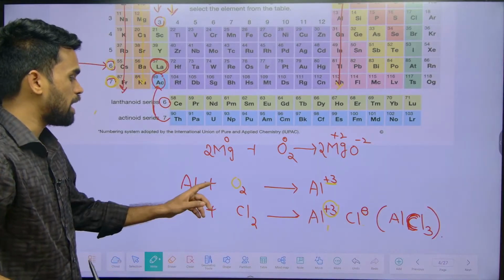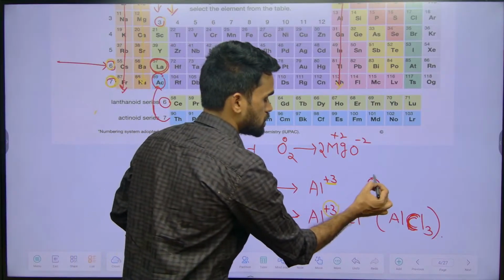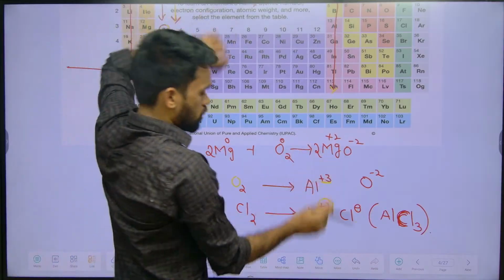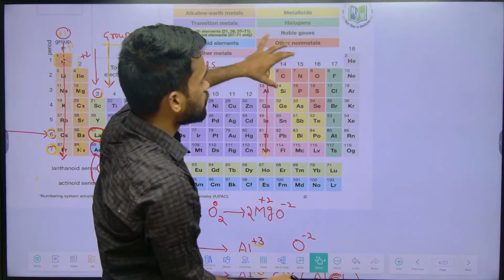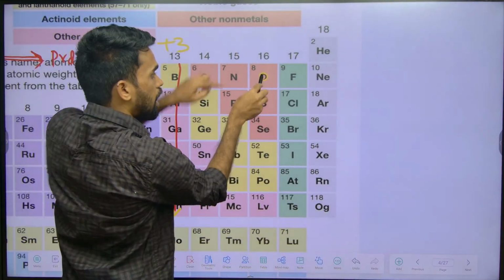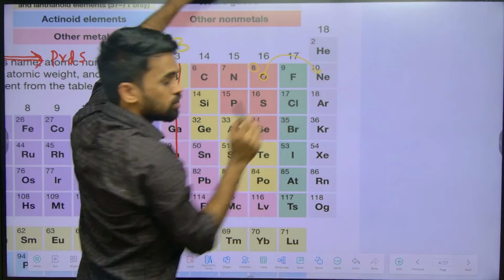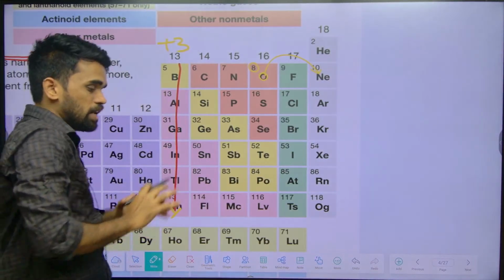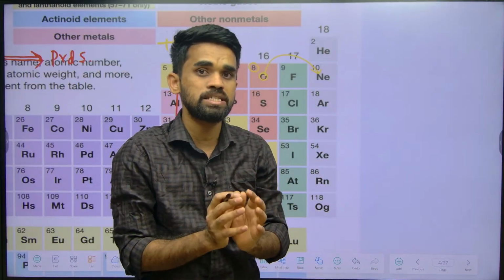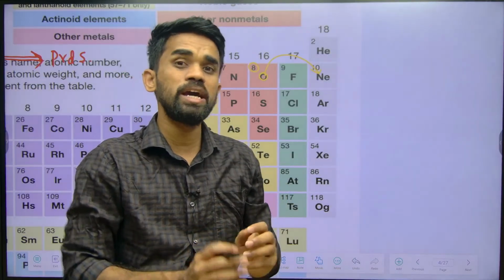Same like that, aluminium will be with +3 charge, oxygen will be with -2 charge. Why am I writing -2 for oxygen? You just observe oxygen in the periodic table, where it is here. Its atomic number is 8, and it requires 2 more electrons to become like neon. You just remember, in the periodic table all the elements show chemical reactions to attain a stable state, that is inert gas configuration. So every chemical reaction happens to gain stability.